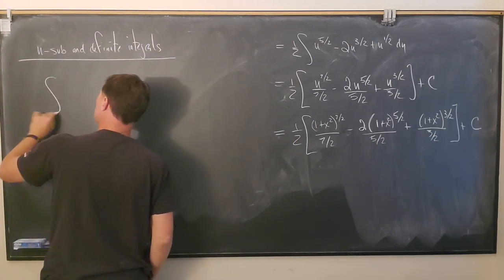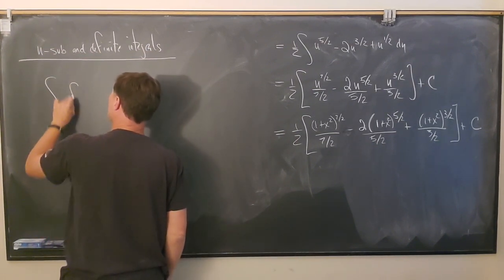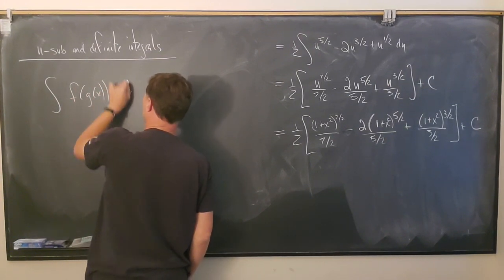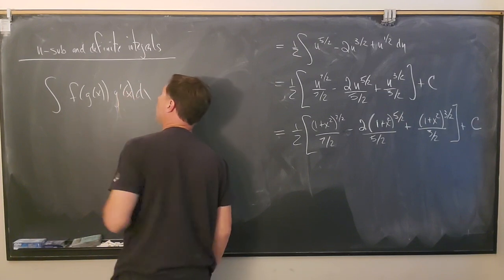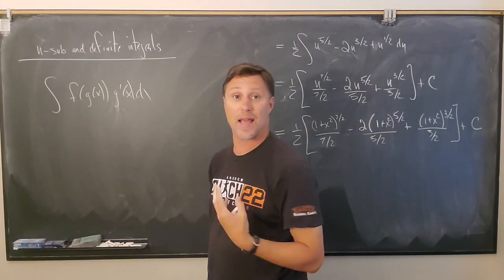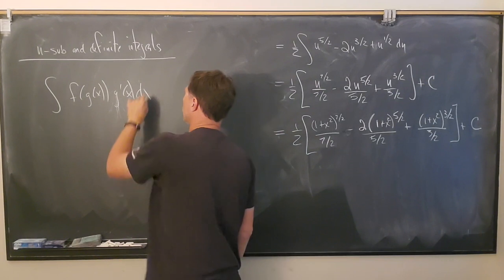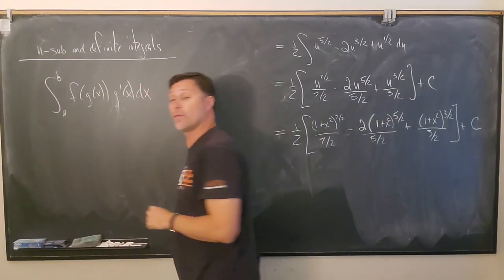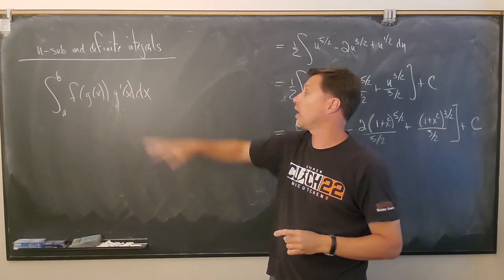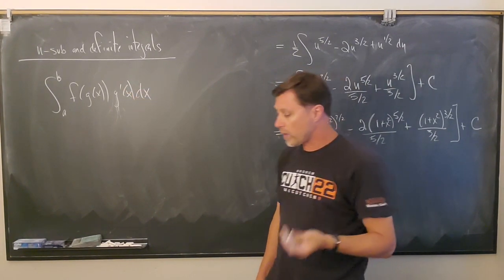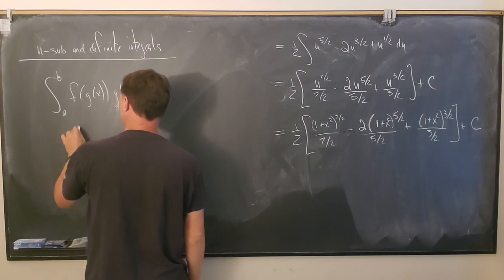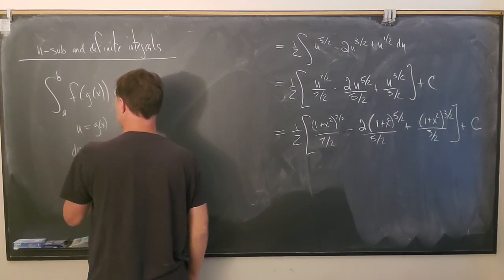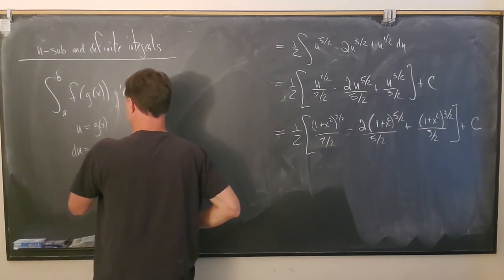So the formula is going to look similar. We start off with our integrand exactly the same. Right, so we're integrating something of the form f of g of x times g prime of x dx. But instead of being an antiderivative, we want a definite integral now, so I have limits of integration. We do exactly the same thing. We let u equal g of x. Du is g prime of x dx.